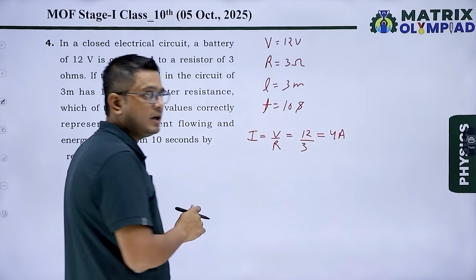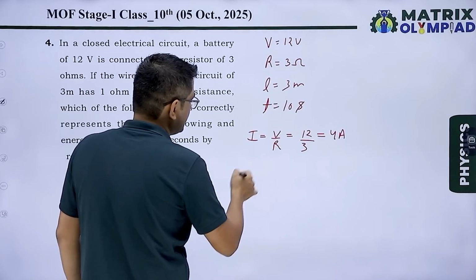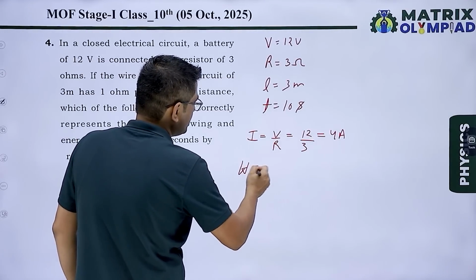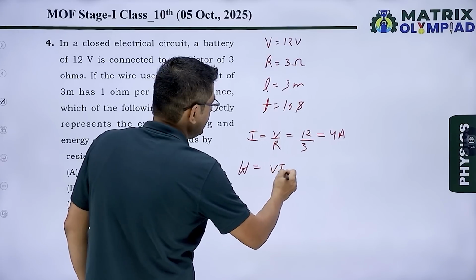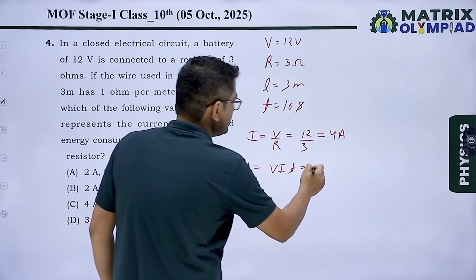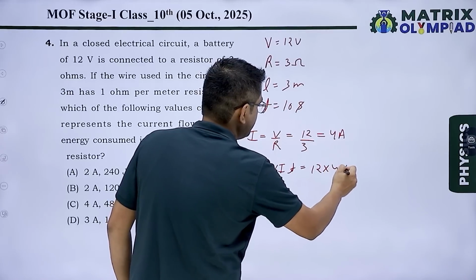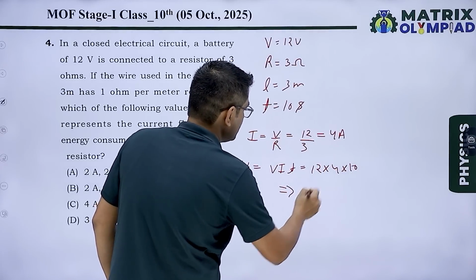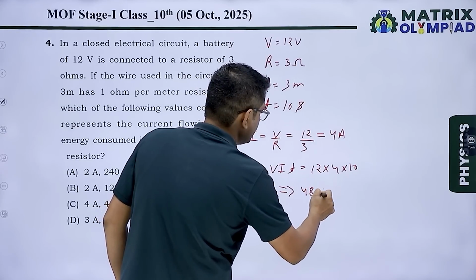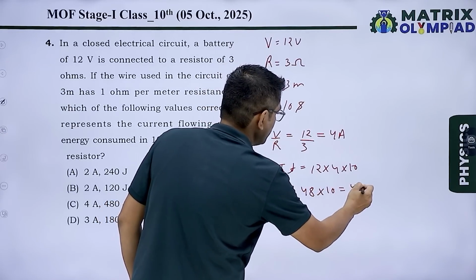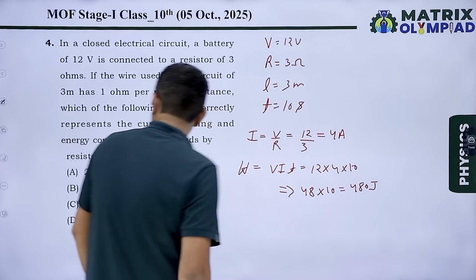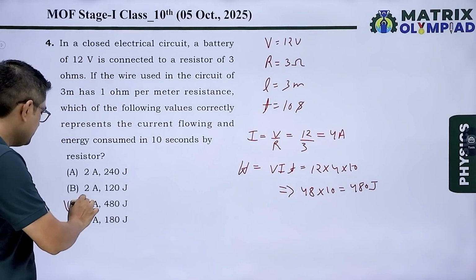If you want to find out the energy consumed, the formula for energy consumed, let's say H, is equal to VIT. So the value of V is 12 multiplied by 4 multiplied by 10. It becomes 48 multiplied by 10, that is equal to 480 joule. So the correct answer is option C.